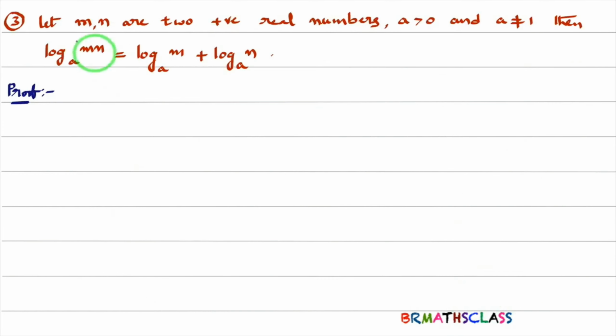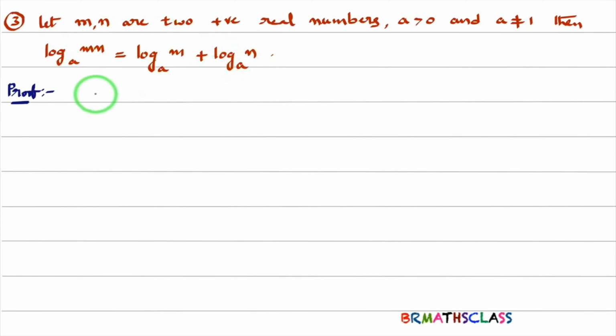Third property. Let m, n be two positive real numbers. And a is a positive real number and a not equal to 1. In such a case, this property works: log mn base a can be written as log m base a plus log n base a. We will prove this property now.